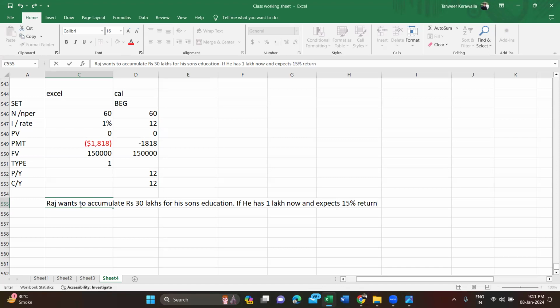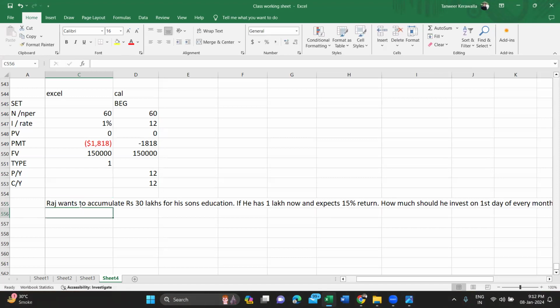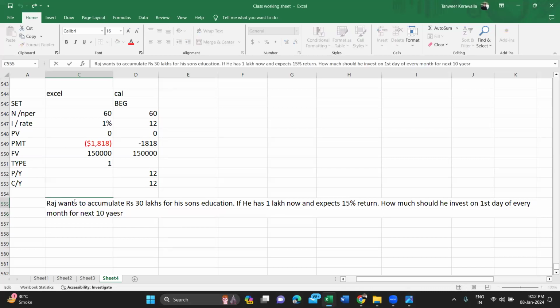10% return, right? So how much should he invest on the first day of every month for the next 10 years? Similar kind of question, right? I'm purposely putting this question now. I'm going to twist it after this, right? So 10 years, right?